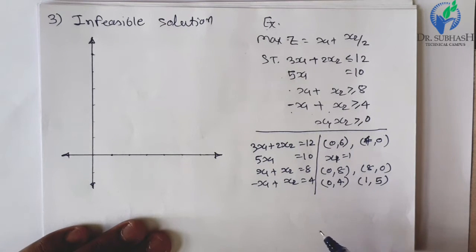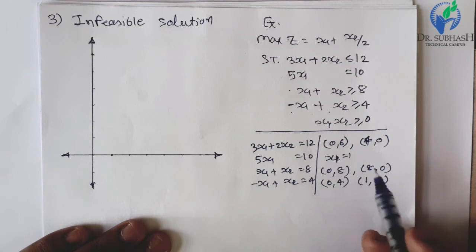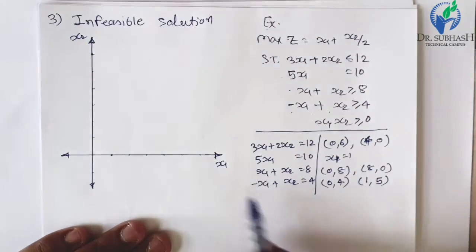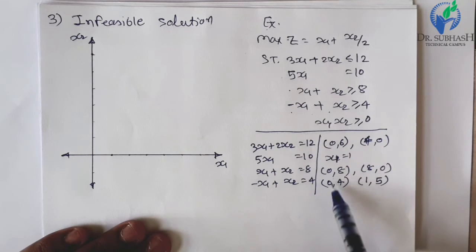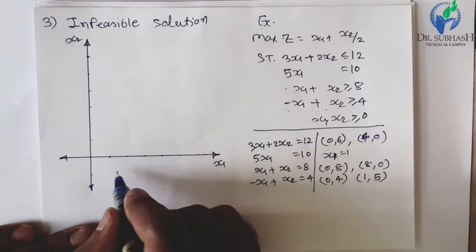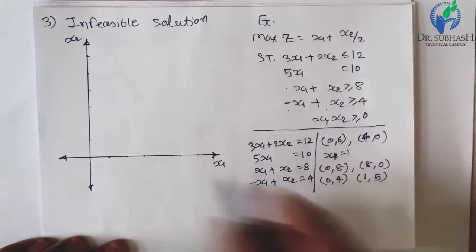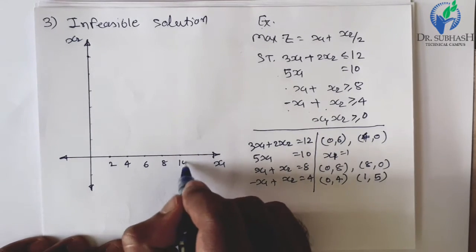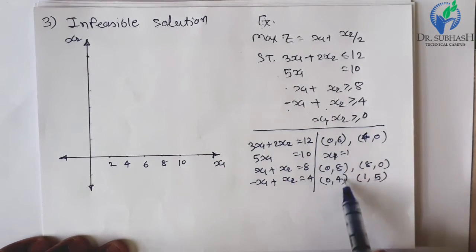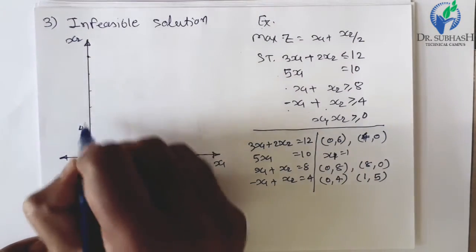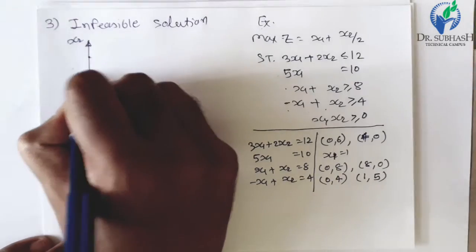Now let's take a scale. For the scale, this is the x1 coordinate and this is the x2 coordinate. For the x1 values, 0, 4, 8, the maximum value is 8. So we will consider the scale as per this requirement, say 2, 4, 6, 8 and 10. For x2, the maximum value is again 8, so here 2, 4, 6, 8 and 10.